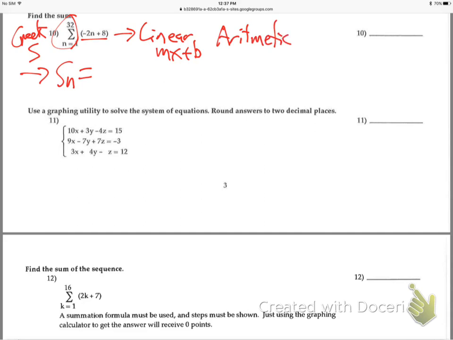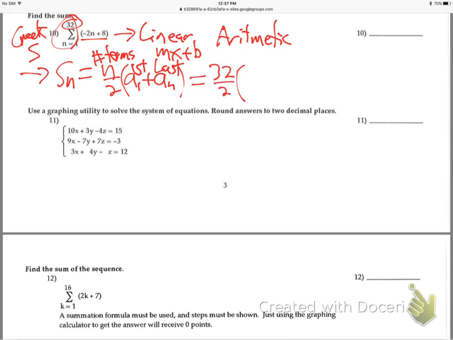Arithmetic. So that's n over 2 times a1 plus an. Those are long stem days there. a1 plus an. So there it is. So we got to find n. What's n? N is number of terms. And then first term, last term. What's the number of terms? 32.